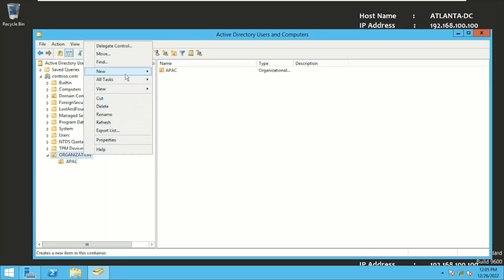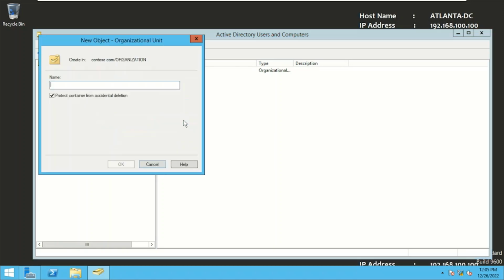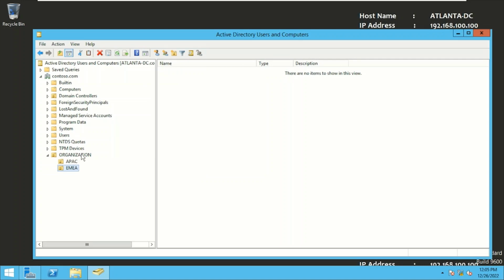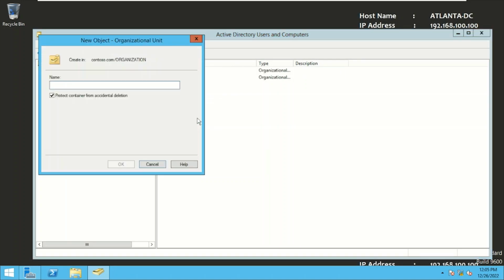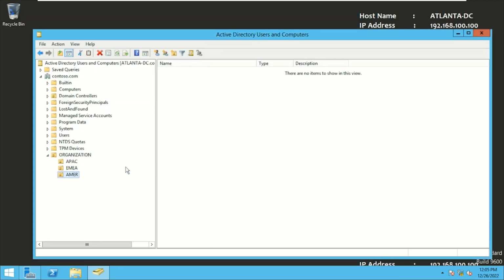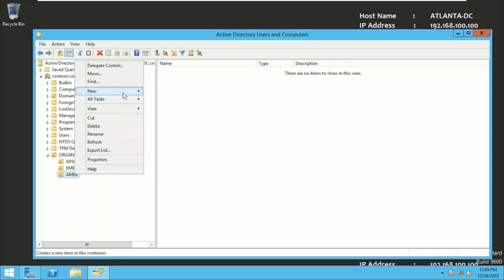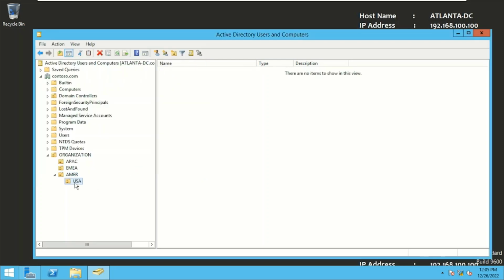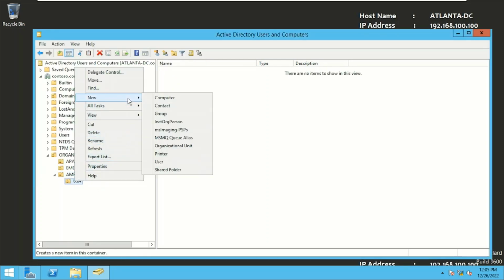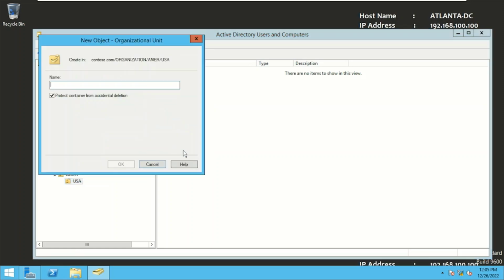Now let us create three OUs under Organization, namely APAC, EMEA and America. So we have created APAC, EMEA, and let me create one more OU, AMER. Now under America, let us create one more OU for the country, that is USA. And under USA we have our office, Atlanta.